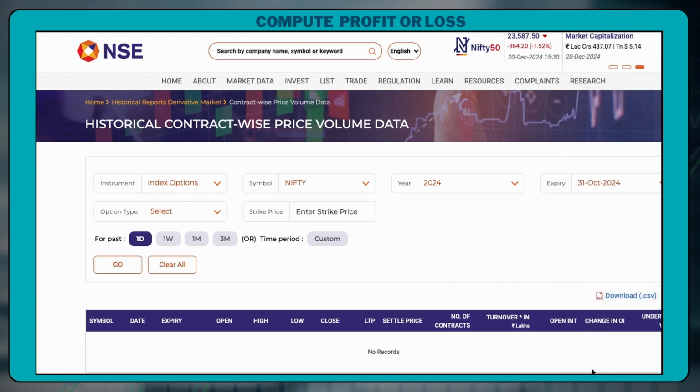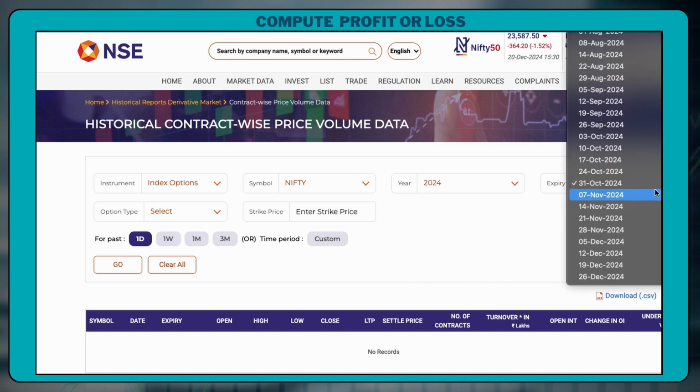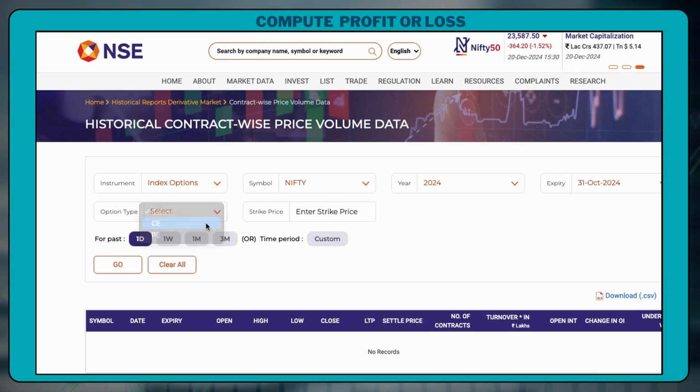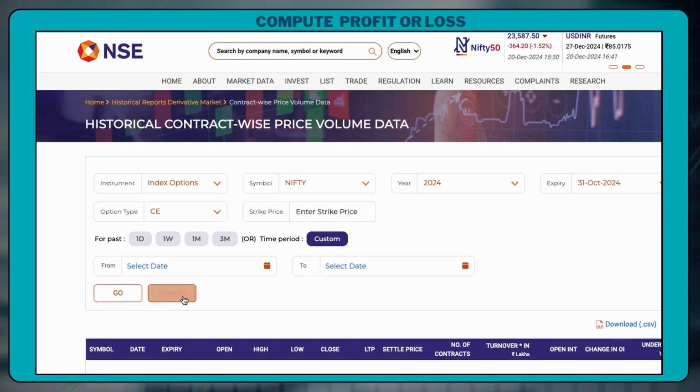You will notice that multiple expiries appear for October because Nifty options also have weekly expiry. Next, select the option type as CE, which means European style call option. Leave the strike price column blank initially to view the market performance for this particular period.